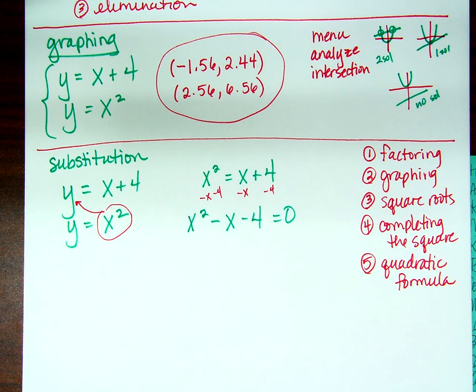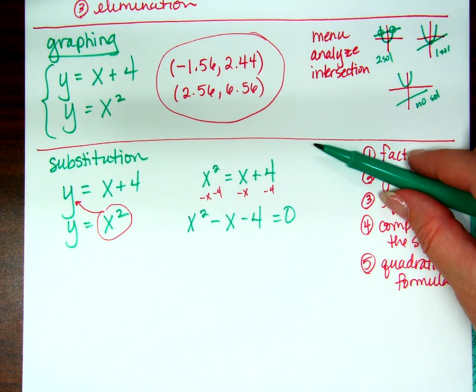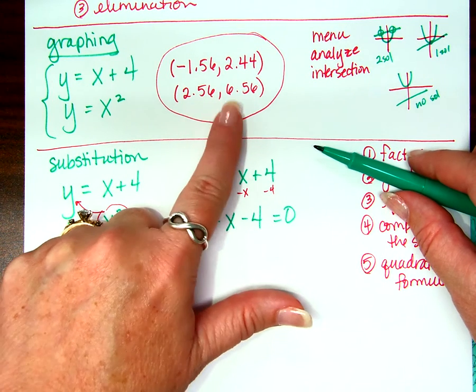Uh-oh. Nothing, right? Negative 4 is only 1 and 4 and 2 and 2. None of those will add together to be a negative 1, will they? So I can't do factoring, I can't do graphing, I can't do square roots. I already know what the answer looks like.